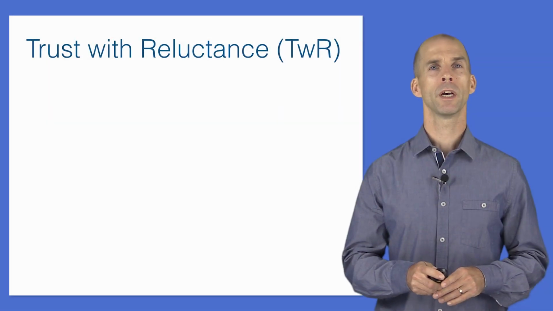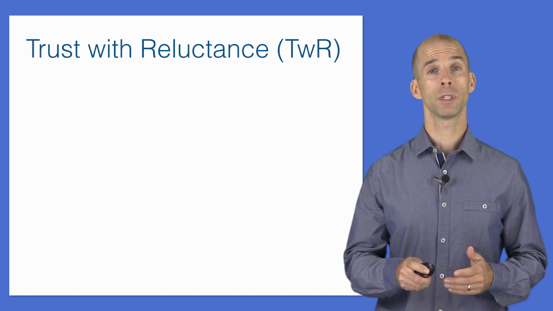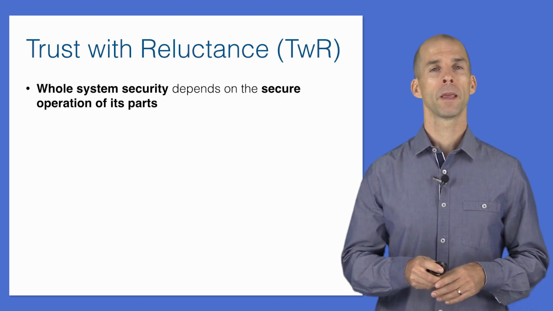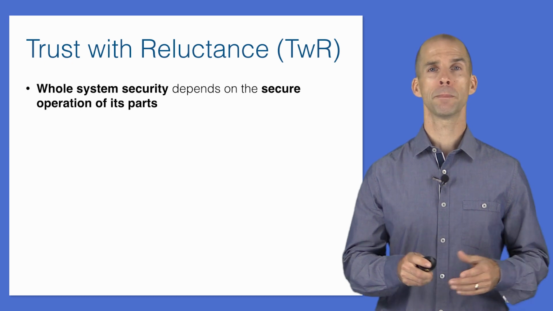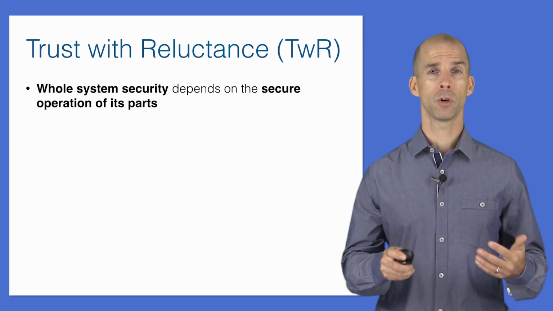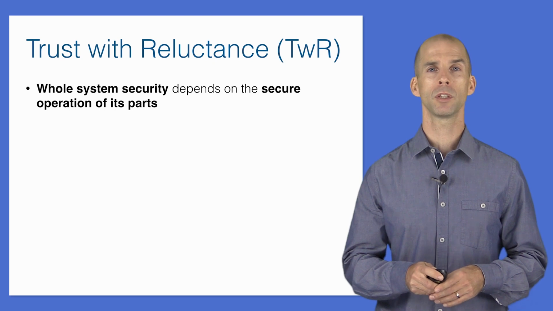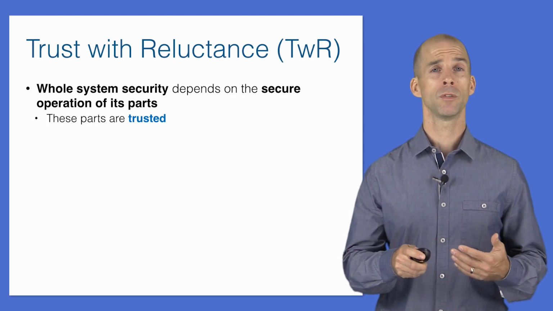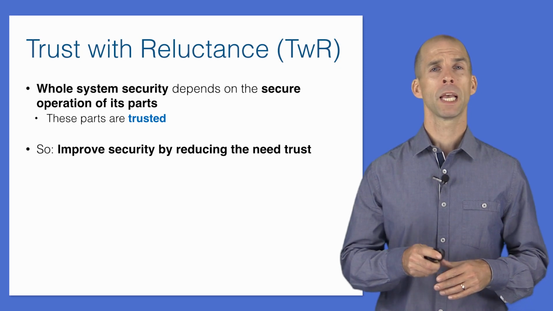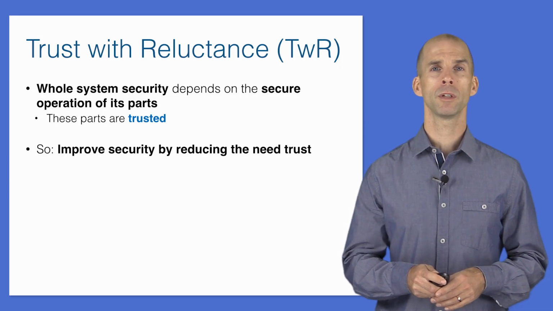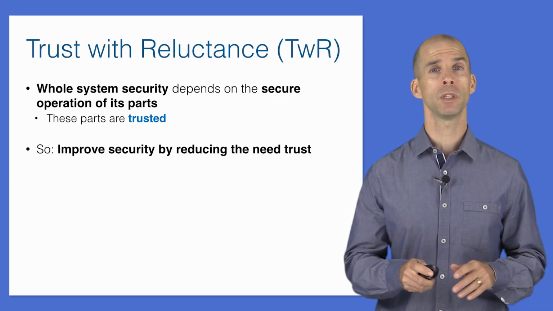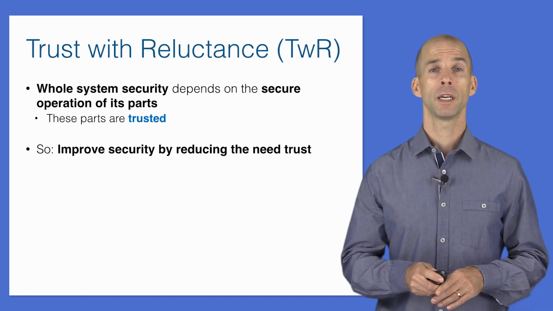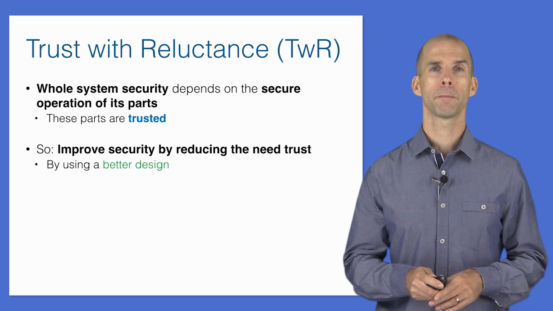The next category of secure design principles that we will consider is trust with reluctance. A system is constructed from many parts, and the security of the whole system thus depends on the security of each part. The parts are trusted to varying degrees, and as such, we can improve the security of the overall system by reducing the amount of trust placed in its various parts. And there are several ways to do this.